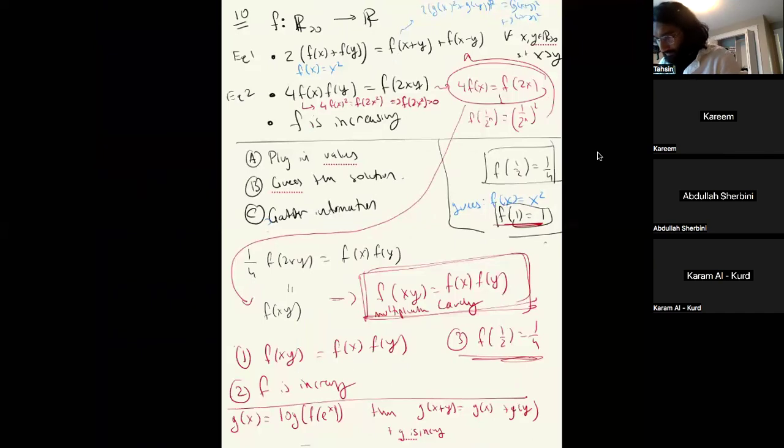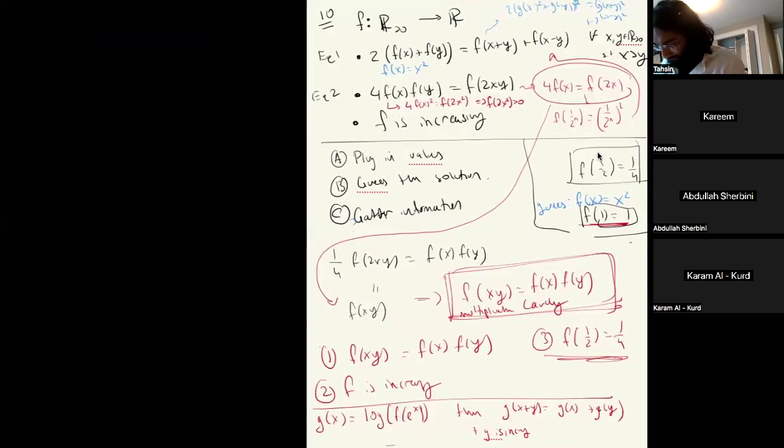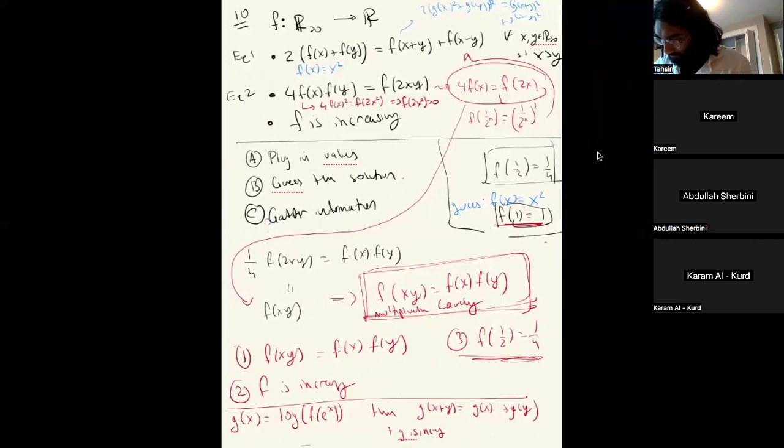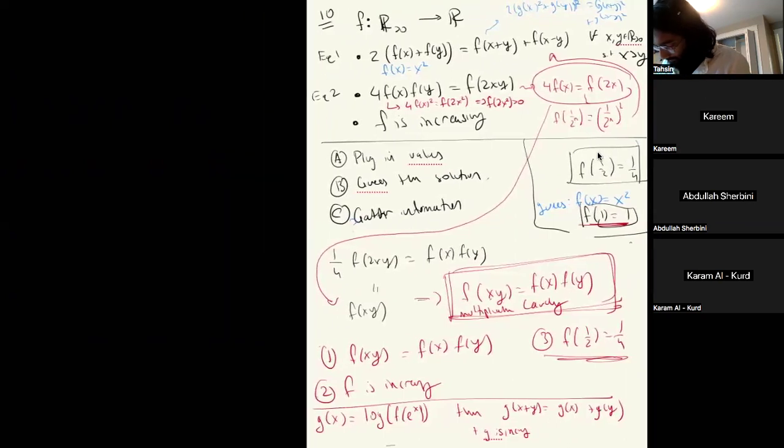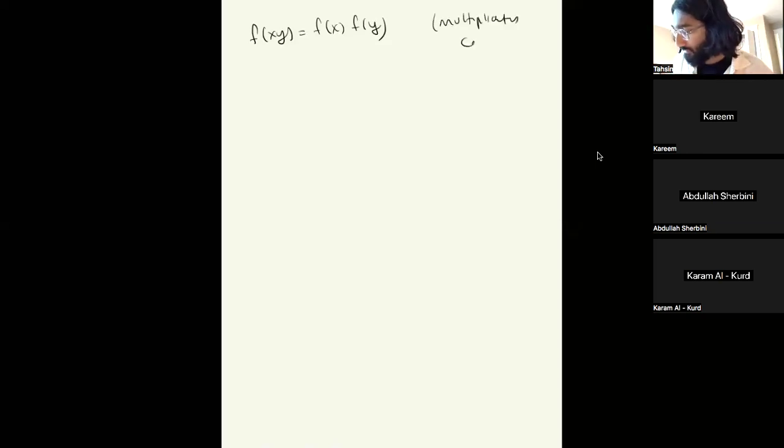What's the idea? Maybe I can just start a new page. So, what's the idea? You have something like f of xy equals f of x, f of y. So this is a multiplicative Cauchy. And we make the substitution g of x equals log of f of e to the x.